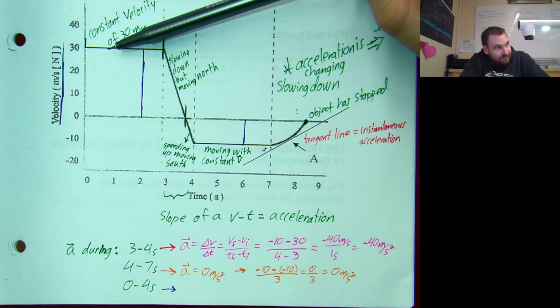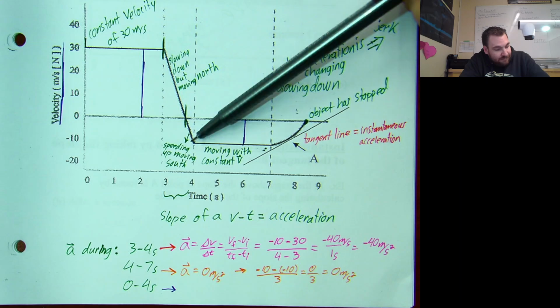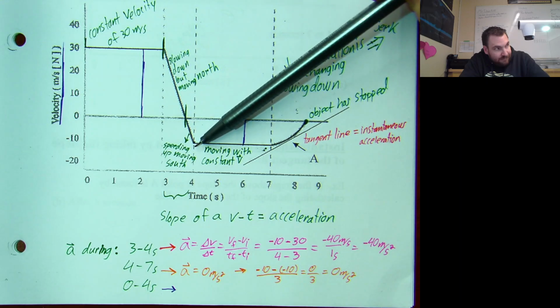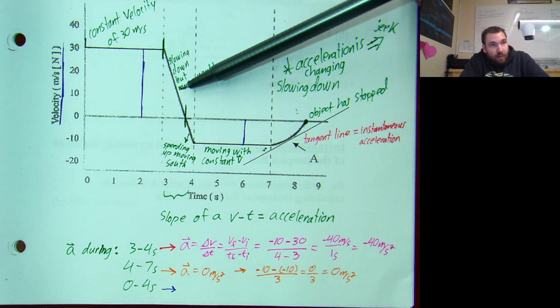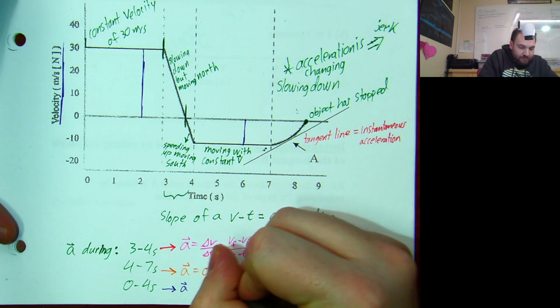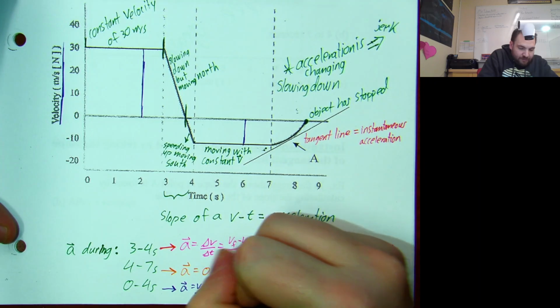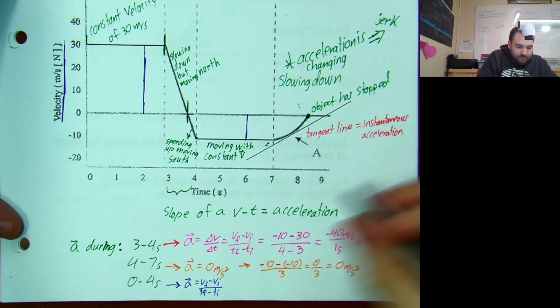Like the acceleration of 1 to 3 and 3 to 4, add them together and divide by 2? That's what Manuel wanted to do. And no, you cannot, because they're not equal. Let's go back to the definition: v final minus v initial over t final minus t initial.